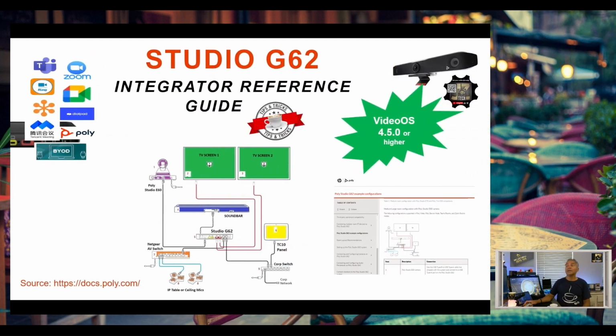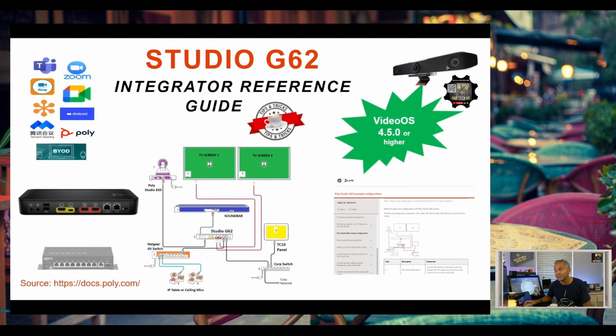Another scenario also coming from the integrator reference guide. So this is the G62 in combination with the Netgear switch. We have the E60 here connected to the USB port of the G62. Additionally, we now have the Netgear switch. So we hook up two table mics here, and this is going back into the LAN port of the studio net port of the G62.